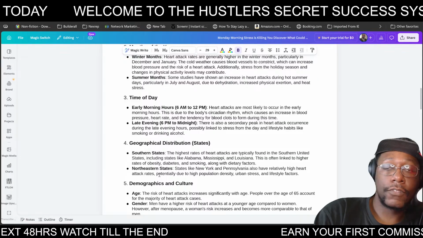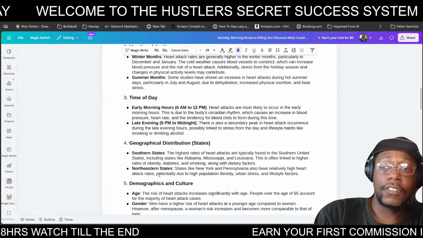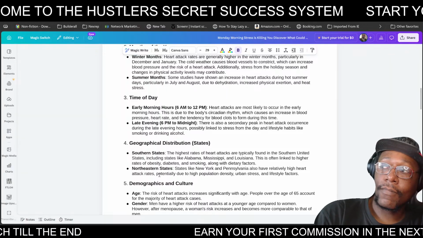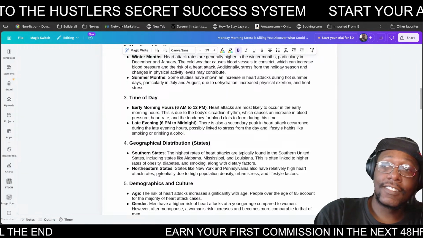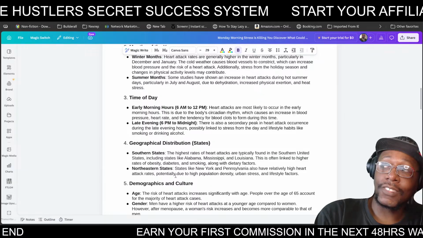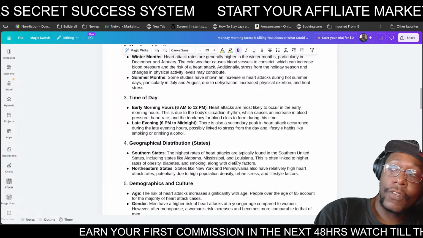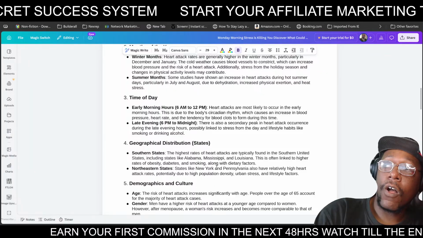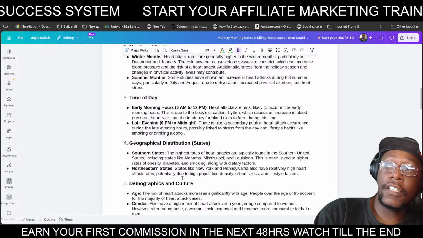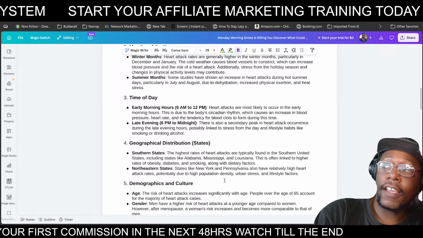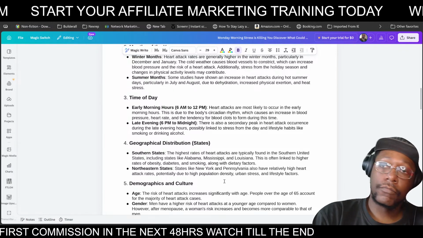Northeastern states. Now, what are they going to say about, I see New York right there. So what are they going to say about my home state? It's a lot of stress in that situation too. So states like New York and Pennsylvania also have relatively high heart attack rates, potentially due to high population density, urban stress, and lifestyle factors.